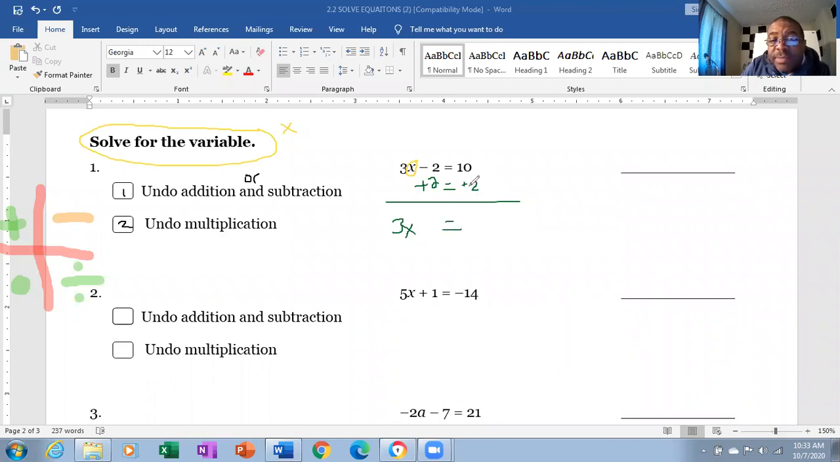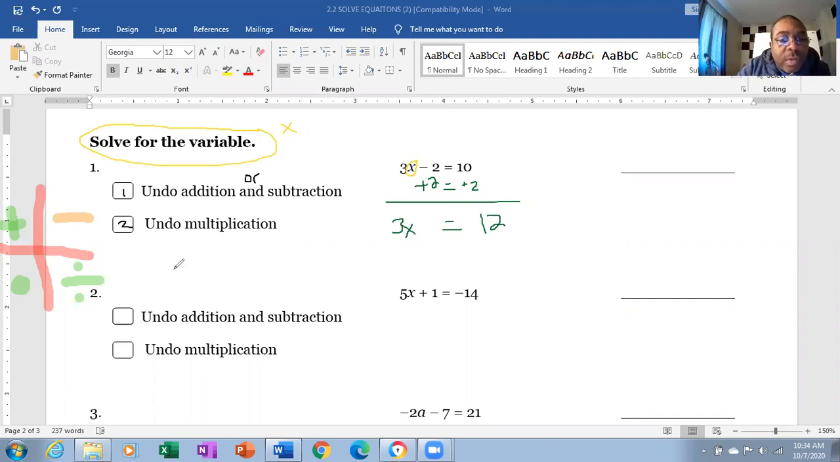Now, 10 plus 2. Let's say you had $10 and your father gave you $2, or maybe your mother gave you $2, your uncle gave you $2, or your best friend gave you $2. Somebody gave you $2. So that's 10 plus 2, and that's 12. So now we have 3x equals 12.